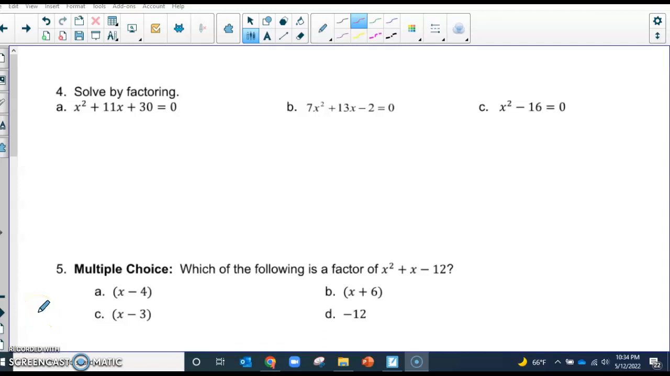Hey guys, here's page 2 of your final review study guide.